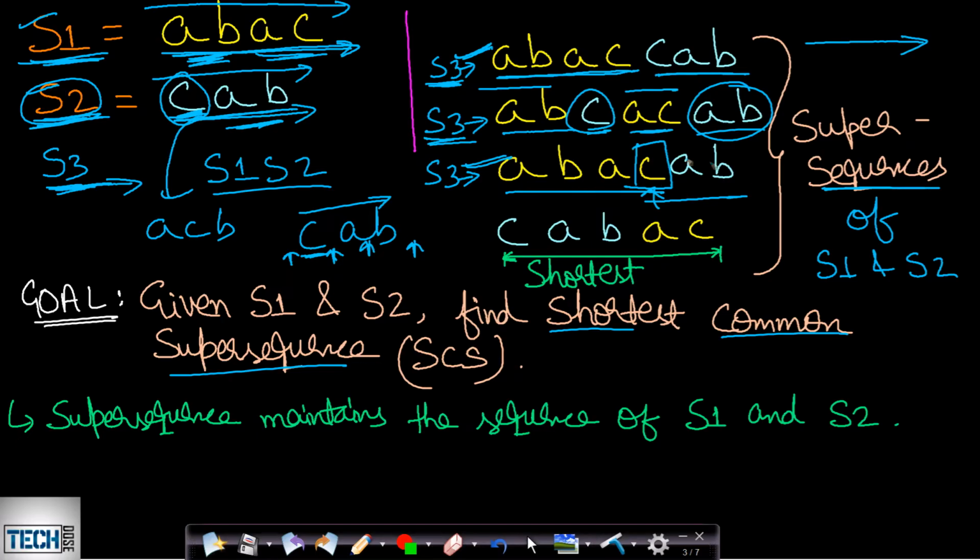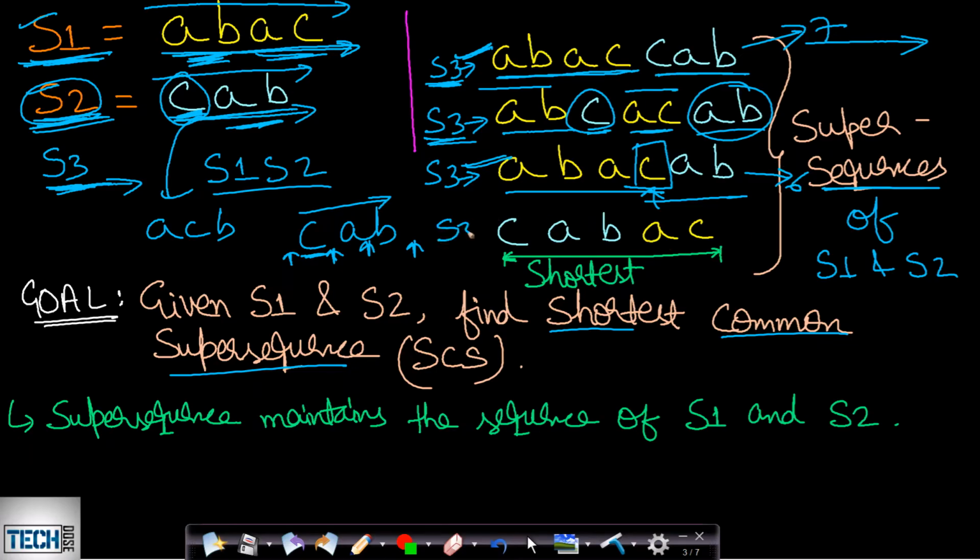But this is a supersequence because the entire string S1 and the entire string S2 is contained as a subsequence in this string S3. Okay, so this is a supersequence and this is of smaller length. The first one was of length 7, but here you can see that this is of length 6. So we need to form the smallest possible supersequence.